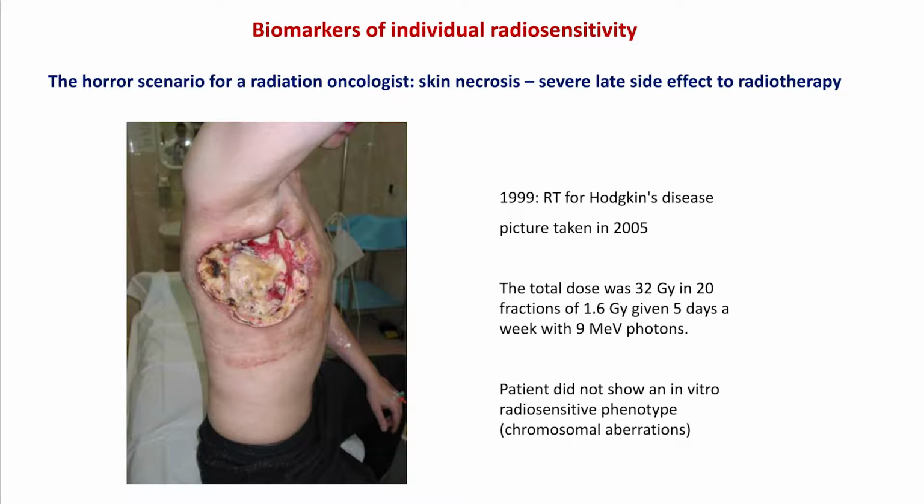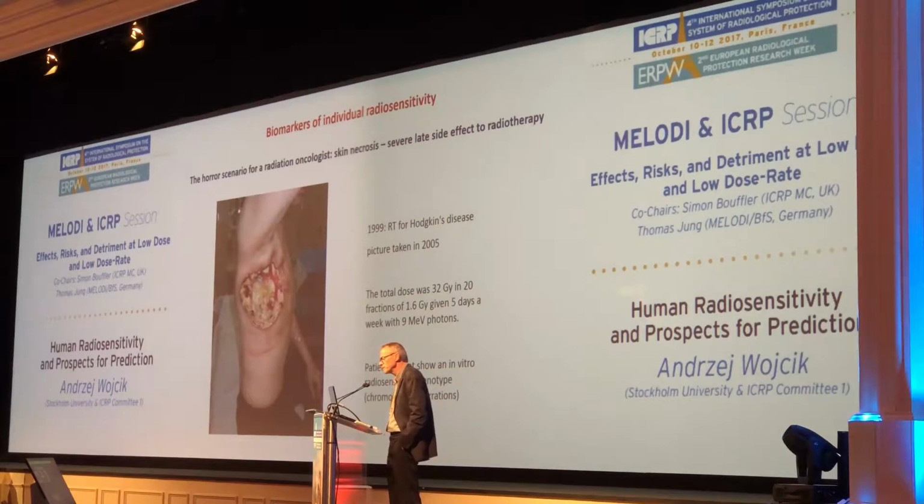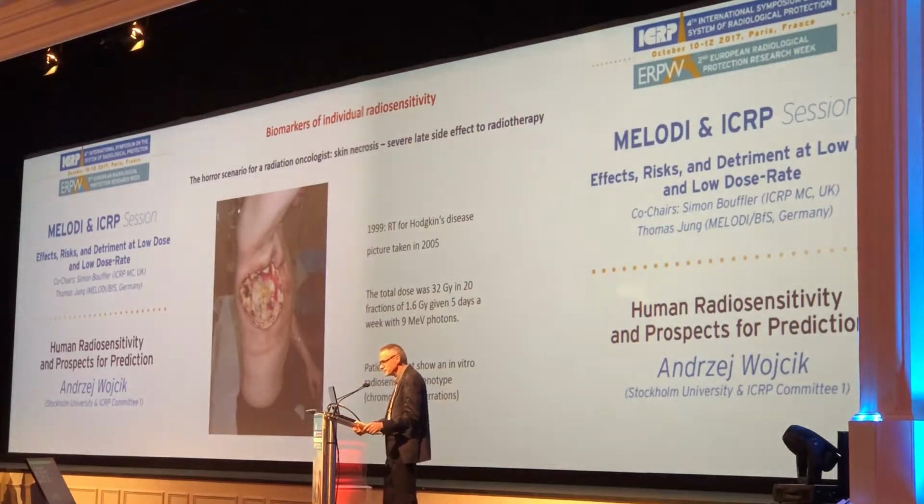That's a nightmare of a radiation oncologist. So you treat a patient, like this patient was treated for Hodgkin disease, and 6 years later he came back with this symptom, and you think, wow, he must have been extremely radiosensitive. We got blood from this patient and we didn't find any increased or any phenotype of radiosensitivity. We looked at chromosomal aberrations. I think we looked at foci as well. I don't remember anymore. So why did he develop these side effects?